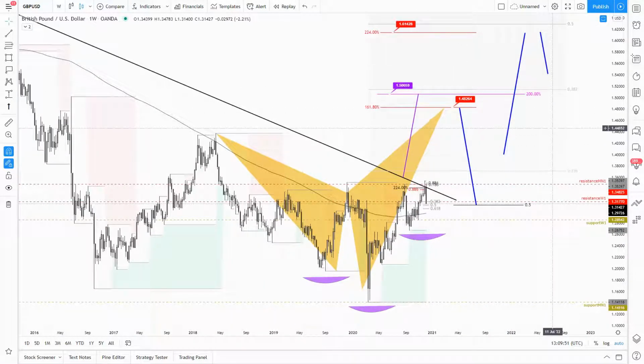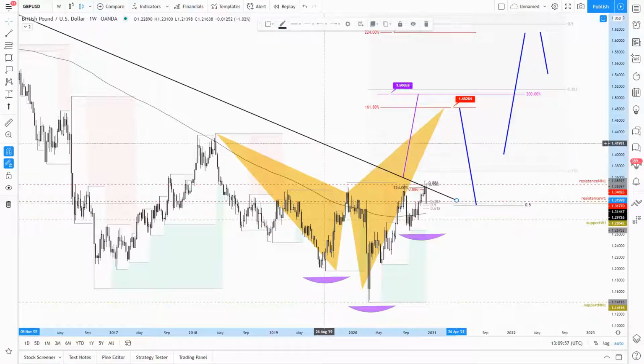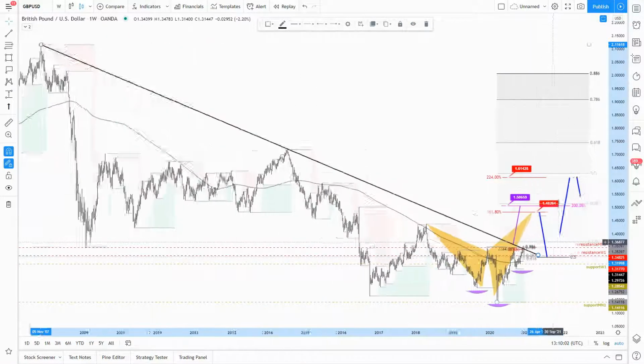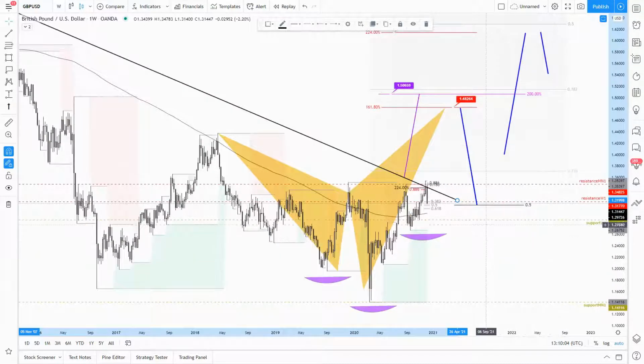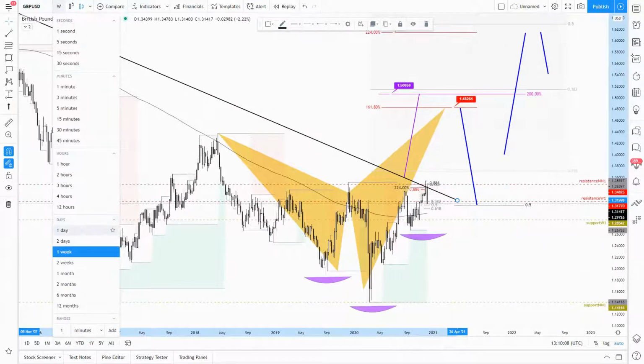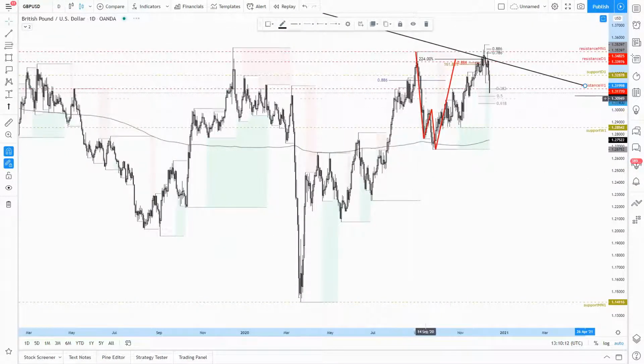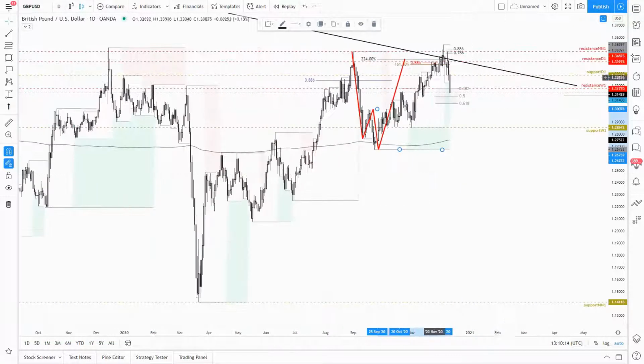Let's observe. For now, I want you to pay attention to what is happening at this trend line, which is an important trend line resistance from my point of view. If the market decides to reinforce that trend line, we may see an even deeper fall for the cable. But let's observe a lower time frame. On the daily time frame chart, we also have that bearish shark pattern printed to the 224% Fibonacci extension level.